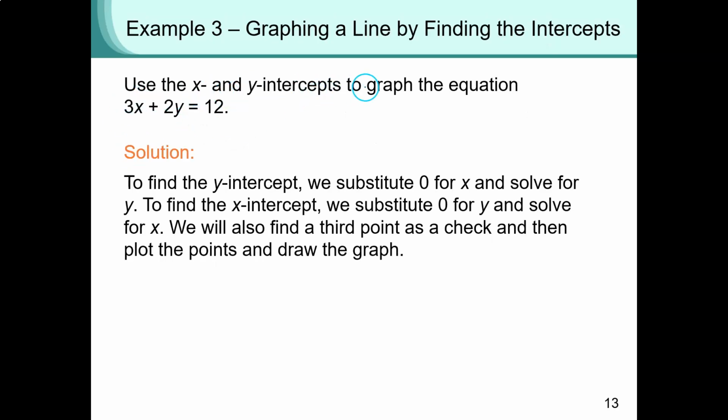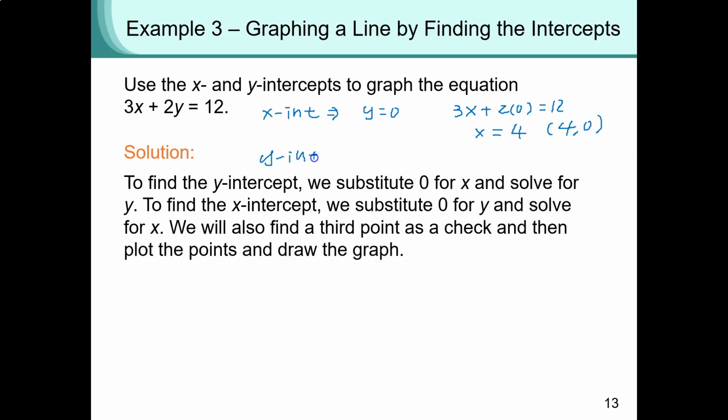Now use the x-intercept and the y-intercept to graph the equation. So 3x plus 2y equals 12. This is a standard form, the standard linear equation. So if we go with x-intercept and y-intercept: the x-intercept is where y equals 0. Now I substitute the 0 into the y. So I will get 3x plus 2 times 0 equals 12. So from here I can solve for x equals 4. So the x-intercept will be (4, 0).